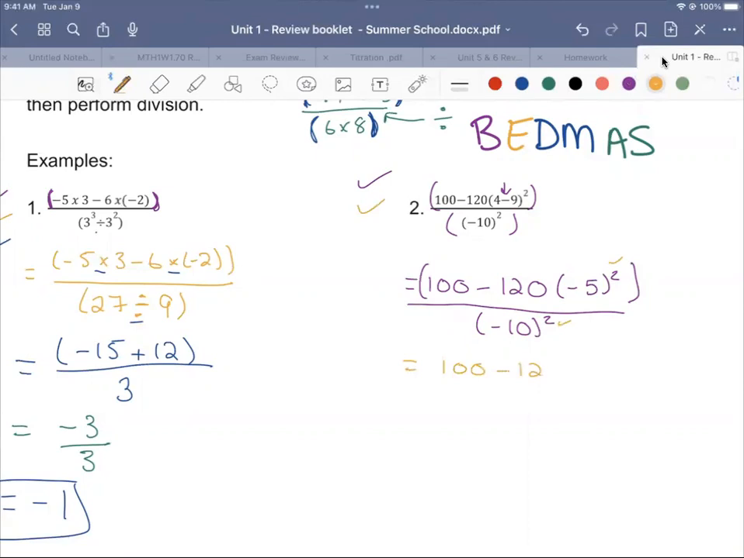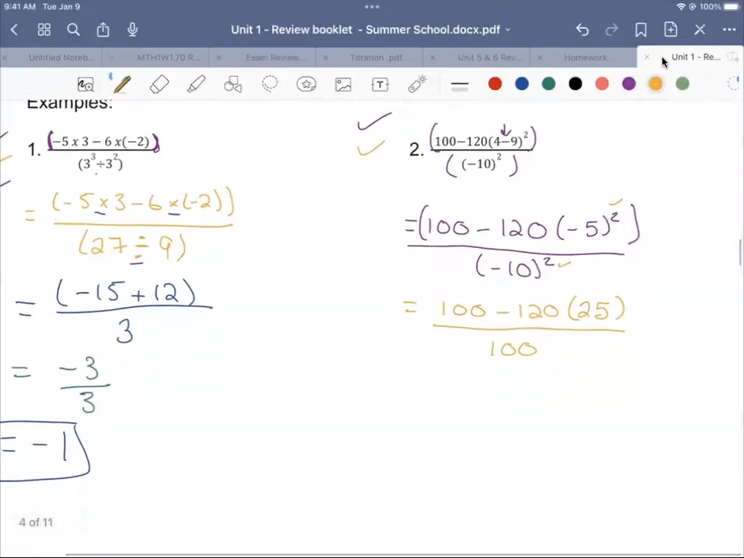I will get 100 minus 120. -5 squared is the same as -5 times -5. So it's going to be a positive value and give me 25. All over -10 times -10 is 100, and it's going to give me a positive value because it's two negative signs. Now I do have multiplication, so this is going to be 100 minus 120 times 25. And this is still going to be -3,000 over 100.